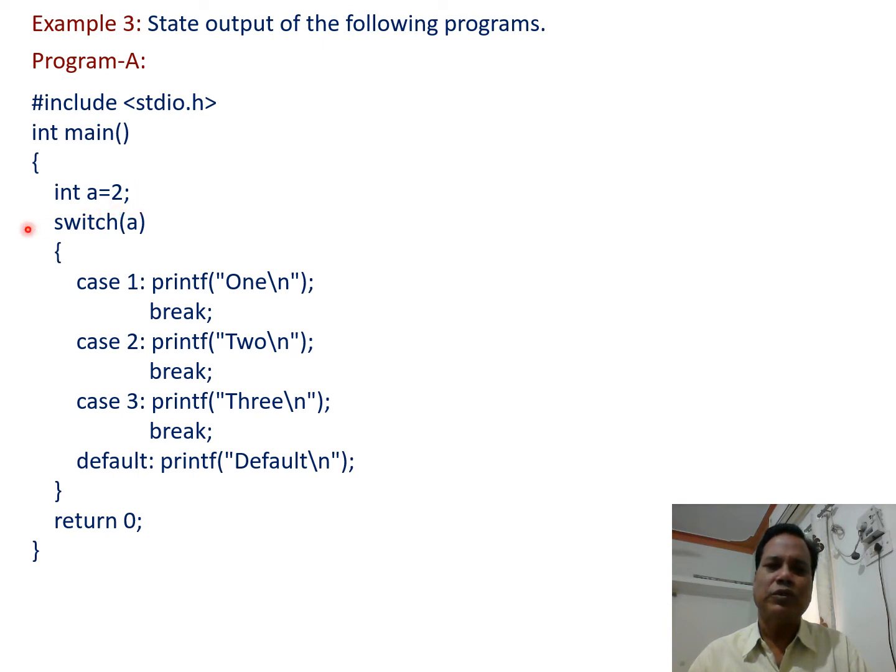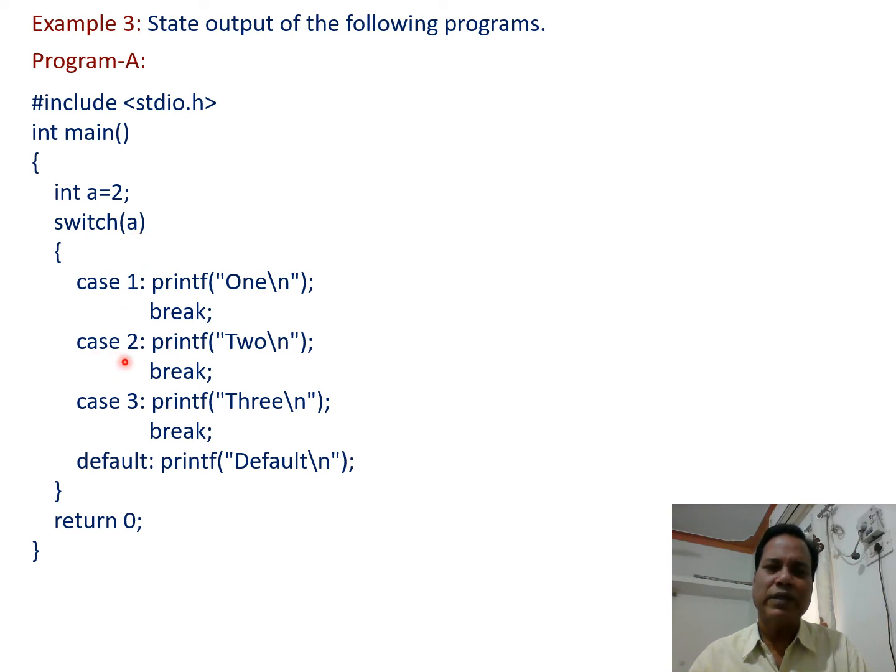Then the next one is the switch statement. Switch a. So a is nothing but 2. When the condition is true, this value is tested with the different list of cases. As the value of a is 2, case 1 is not satisfied. Case 2, this value is satisfied. This value 2 is matched with the value written in the switch statement.